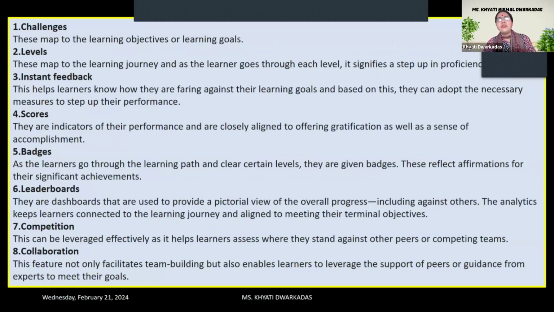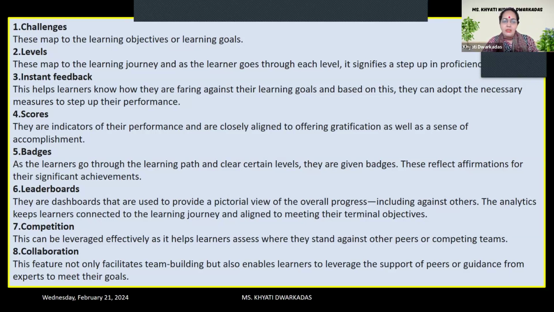When we talk about gamification, there are certain things that we can use, like challenges, the easy, difficult, medium, hard, super hard. Levels. So each level signifies a level of proficiency: beginner, certified, proficient, mentor. Gives an instant feedback to the student and the teacher. The scores are indicators of performance closely aligned to offering a sense of accomplishment.